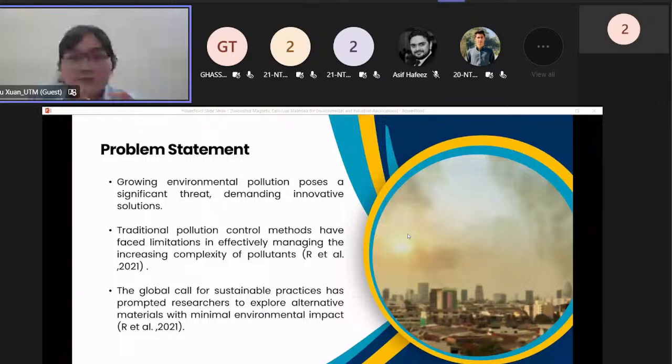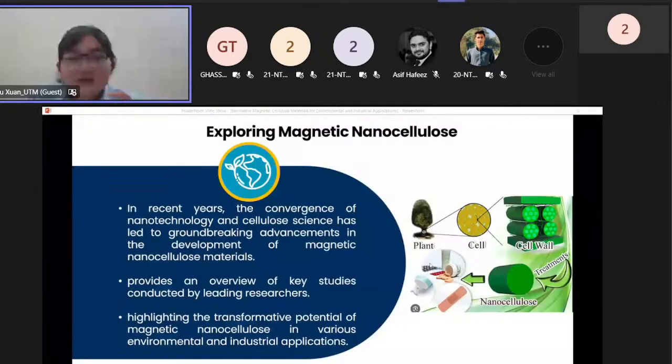In recent years, the convergence of nanotechnology and cellulose science has led to a groundbreaking advancement in the development of magnetic nanocellulose material. Our review provides an overview of key studies conducted by leading researchers, highlighting the transformative potential of magnetic nanocellulose in various environmental and industrial applications.